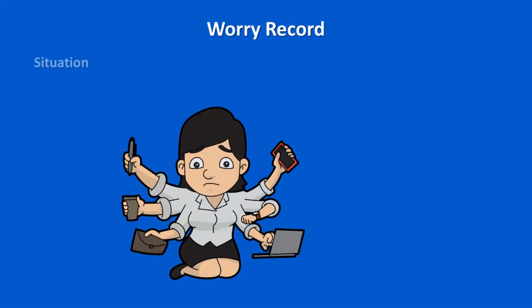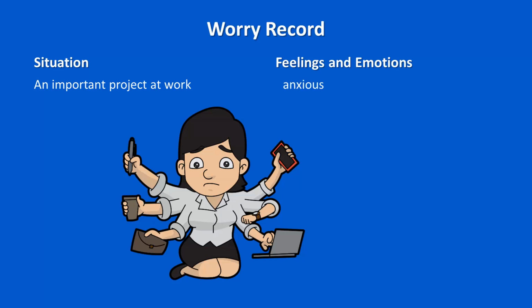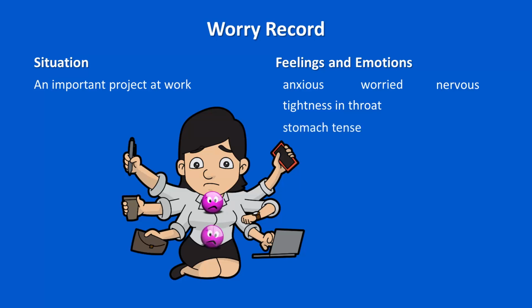So in part 1 of the worry record, we start off by describing the situation we're anxious or worried about. So for example, an important project we have at work. And then we write down our feelings and emotions, describing them with single words like anxious, worried, nervous. And we also write down any physiological symptoms or physical sensations we're experiencing, because these can be such a big part of anxiety. So maybe there's some tightness in our throats, and our stomachs feel really tense. And then we rate the intensity of these emotions and sensations on a scale from 0 to 100.